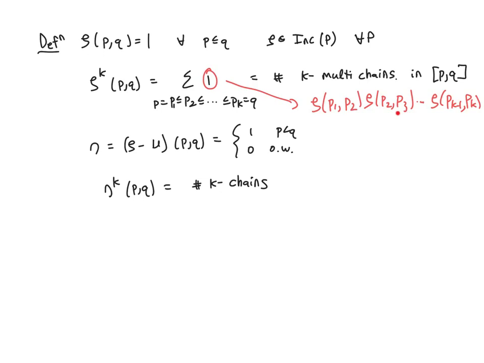if at any point in time pi is equal to pi plus 1, that factor is 0, and so that term vanishes. And so then you only get cases where each of these is 1, which means that you actually have strict inequality. So eta to the k of pq is the number of k chains.